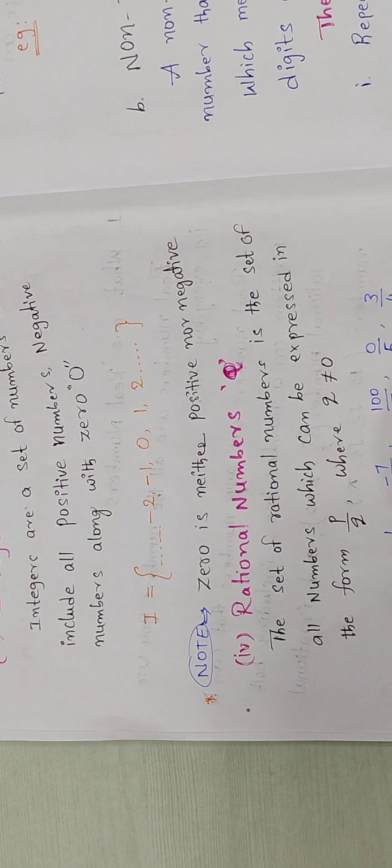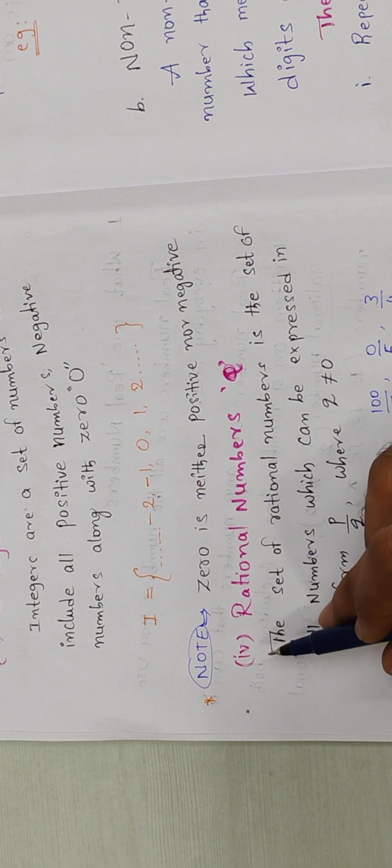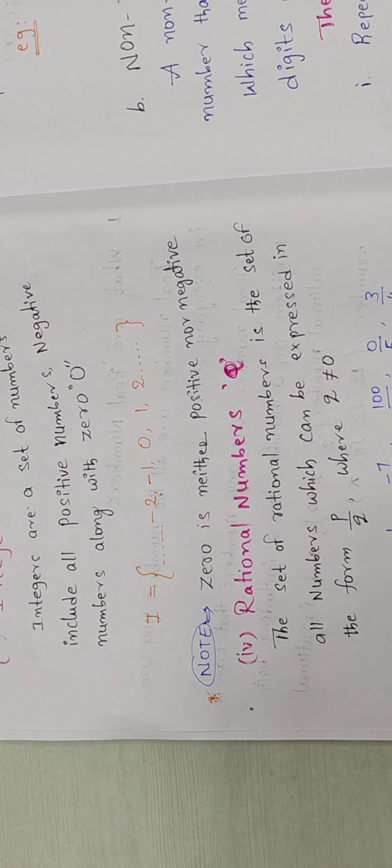Now, what are the rational numbers? Next is the rational number. What are rational numbers? Any set of numbers that we represent or write in the form of p by q.